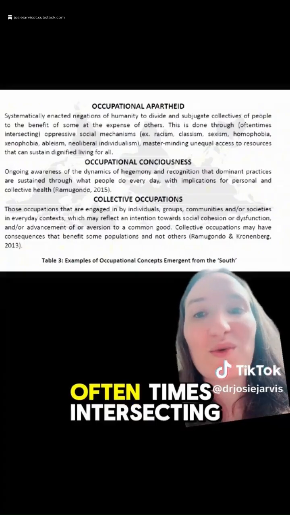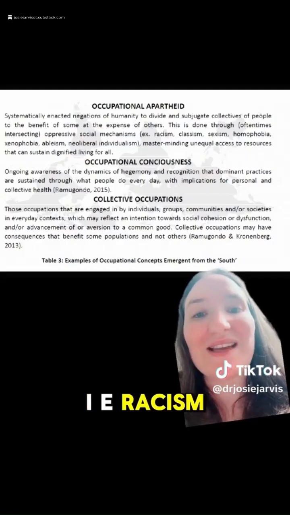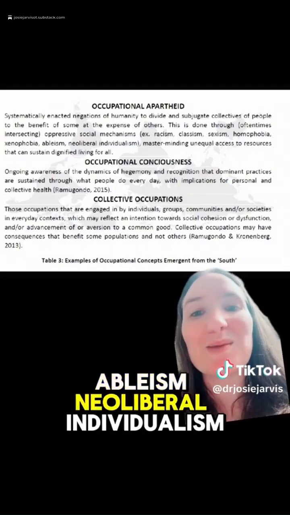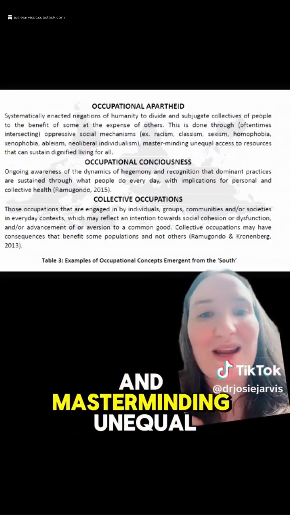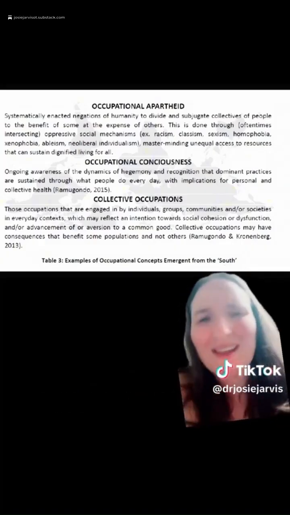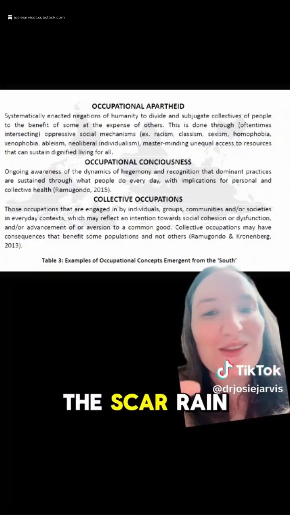This is done through oftentimes intersecting oppressive social mechanisms, i.e. racism, classism, sexism, homophobia, xenophobia, ableism, neoliberal individualism, and masterminding on equal access to resources that can sustain dignified living at all. One of the ways that I like to simplify this is, I call it the Scar Reign principle.